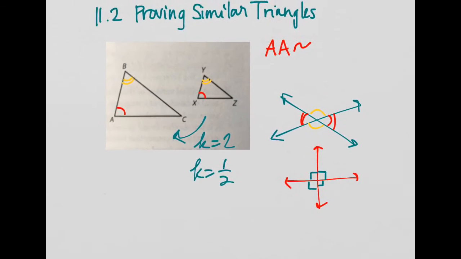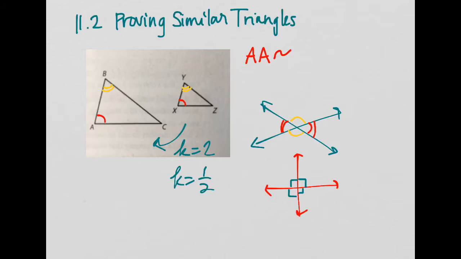Okay, 2 quick tips just to look out for. But step 1, if you can prove 2 angles are congruent, then you can prove the triangles to be similar.